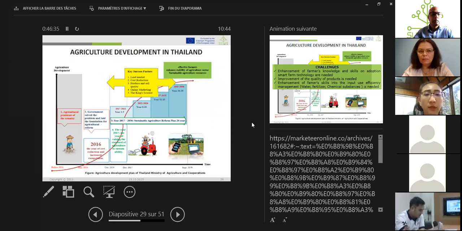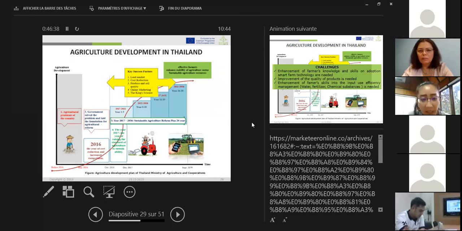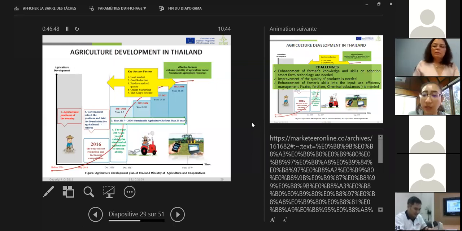Okay. To develop the agriculture sector in Thailand, the Thai government has a policy to promote and support adoption of smart farm technology for sustainable agriculture and improvement of agricultural production and yield, using knowledge, technology, innovation, and local wisdom, following the sustainable agriculture reform plan, 20 years between 2017 to 2036, as shown in this figure.